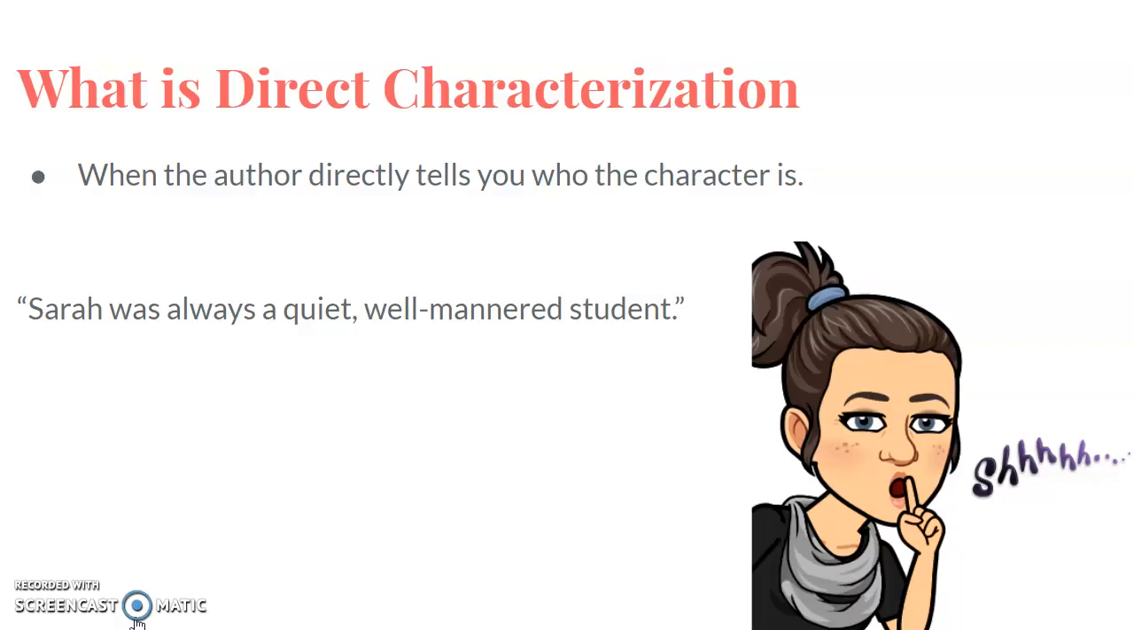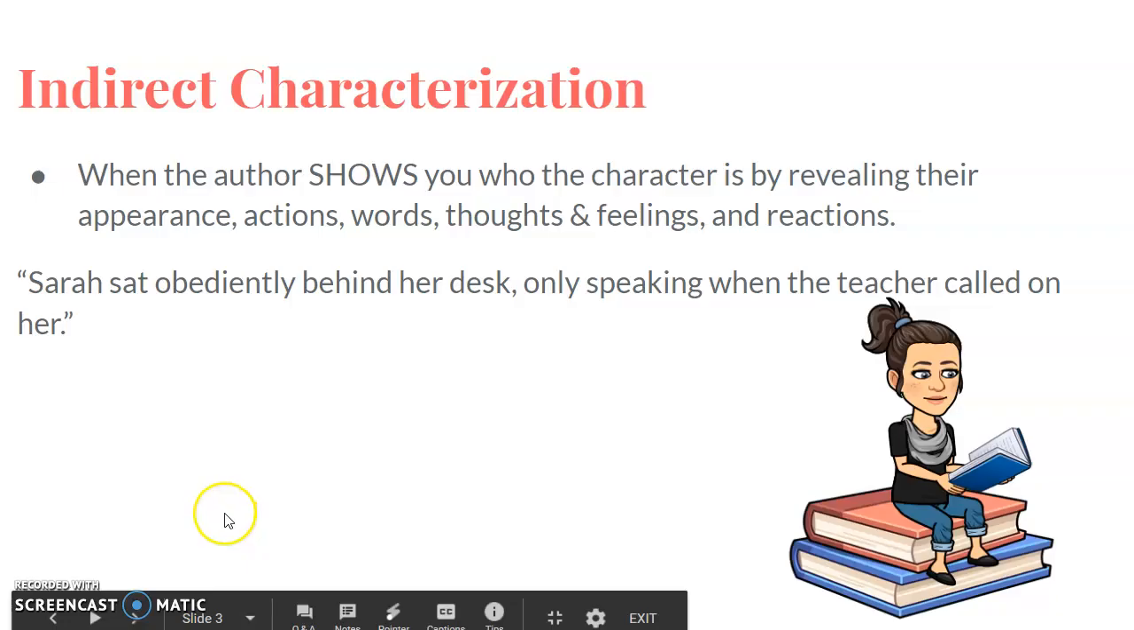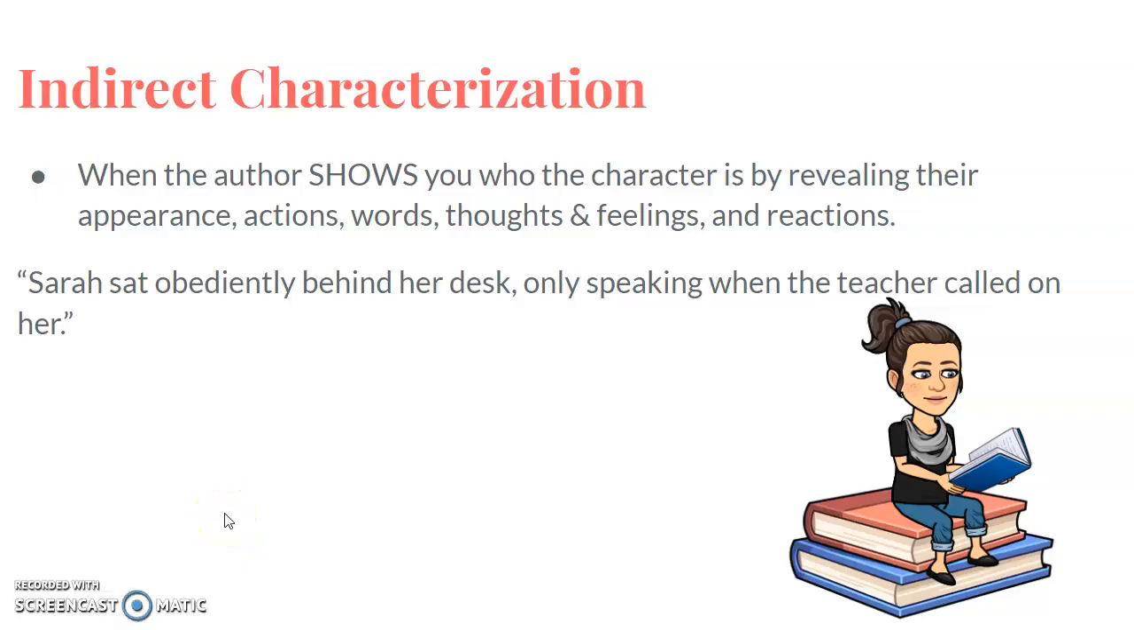So in this example, Sarah was always a quiet, well-mannered student. We don't have to guess. We know that the author wants us to know that she's quiet and well-mannered. So now you can actually picture this girl sitting in the back of the room based on specifically what the author has told you.